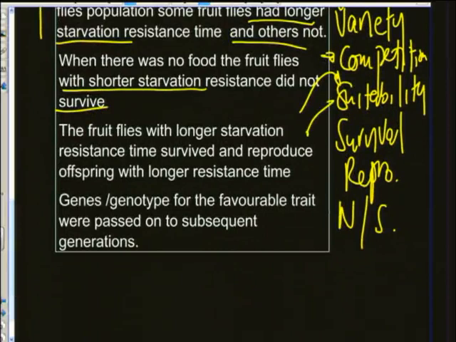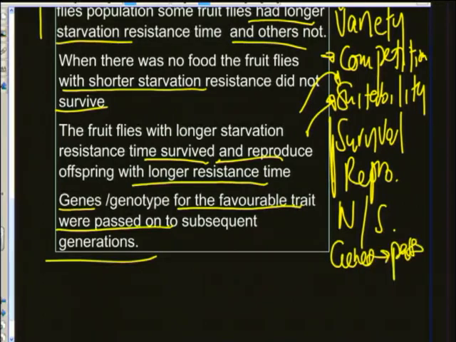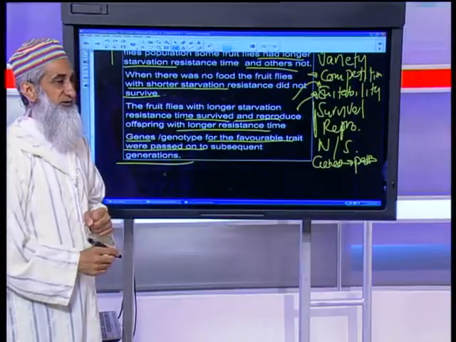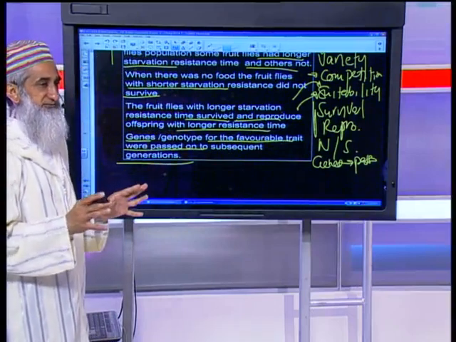Why? Because they were more suitable and they survived, and therefore they could reproduce with longer resistance time. Genes for the favorable trait were passed on to subsequent generations. We must also talk about that. Genes are passed on, not characteristics. The gene for the characteristic is passed on. Are we okay with it, guys? So can you see that with any natural selection question, if you take this and adapt it to the situation, you'll be fine. Are we happy, guys? Anybody has a problem? I love this. This is getting right.